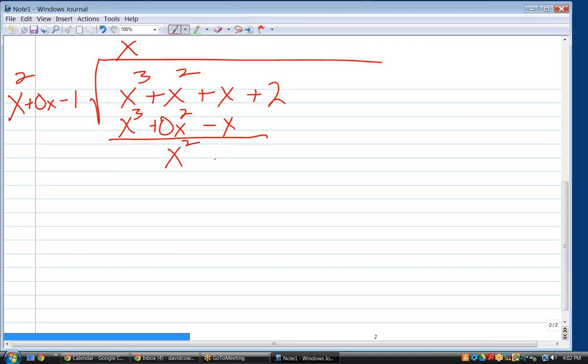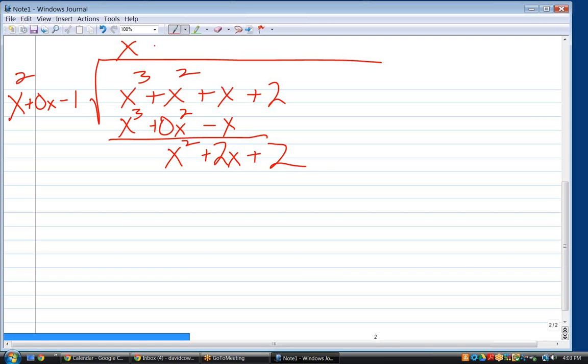What's this? This is 0 or 2? No, it's plus 2x. In other words, what we have is a plus 1 minus a minus 1. All right. So it's plus 2x. Bring down the next number. And repeat.